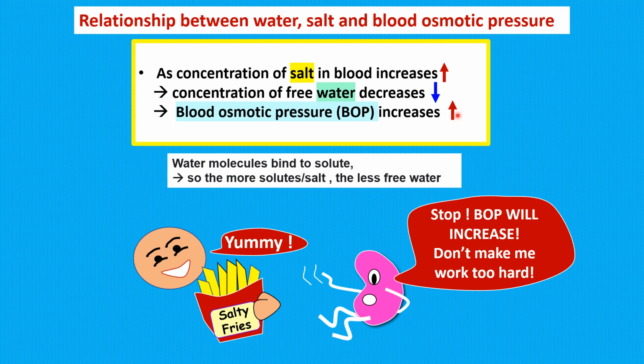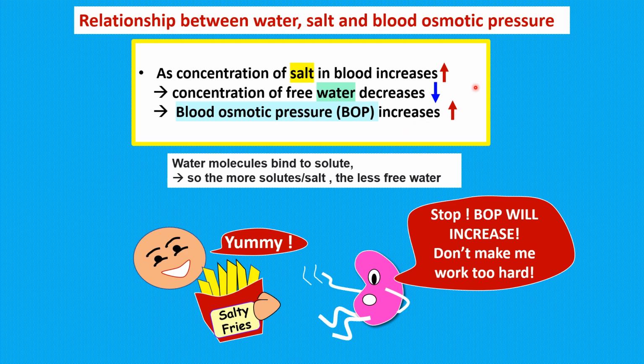All right. So, for example, if a person were to eat a lot of salty food, like fast food that's salty, or other types of salty food, then the concentration of salt in his blood will increase. And this means that his blood osmotic pressure will also increase. All right, that means the blood will become more concentrated with salts.